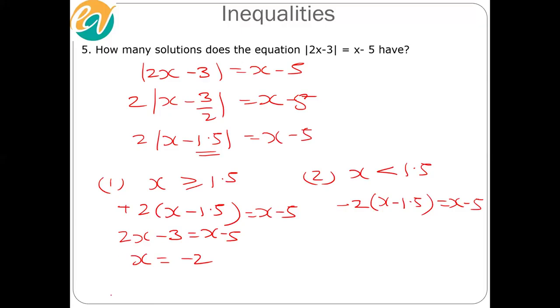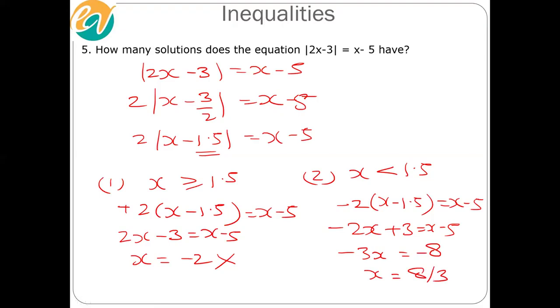Agreed? Now, however, what was the condition that we started with? Greater than 1.5. Is minus 2 greater than 1.5? Obviously no. So this is not a valid solution. Okay, now let's come to this. Minus 2x plus 3 is equal to x minus 5. So minus 3x is equal to minus 8, which means x is equal to 8 by 3, which is 2 point something.